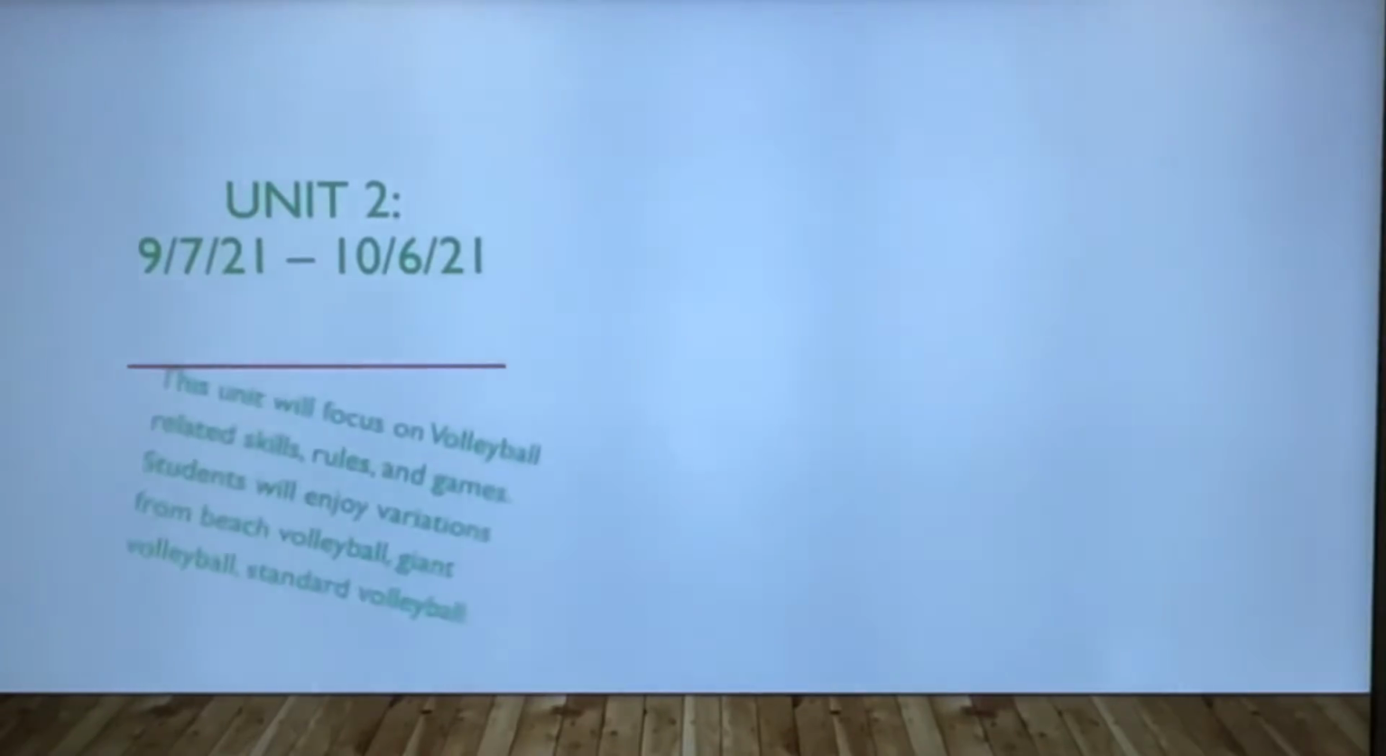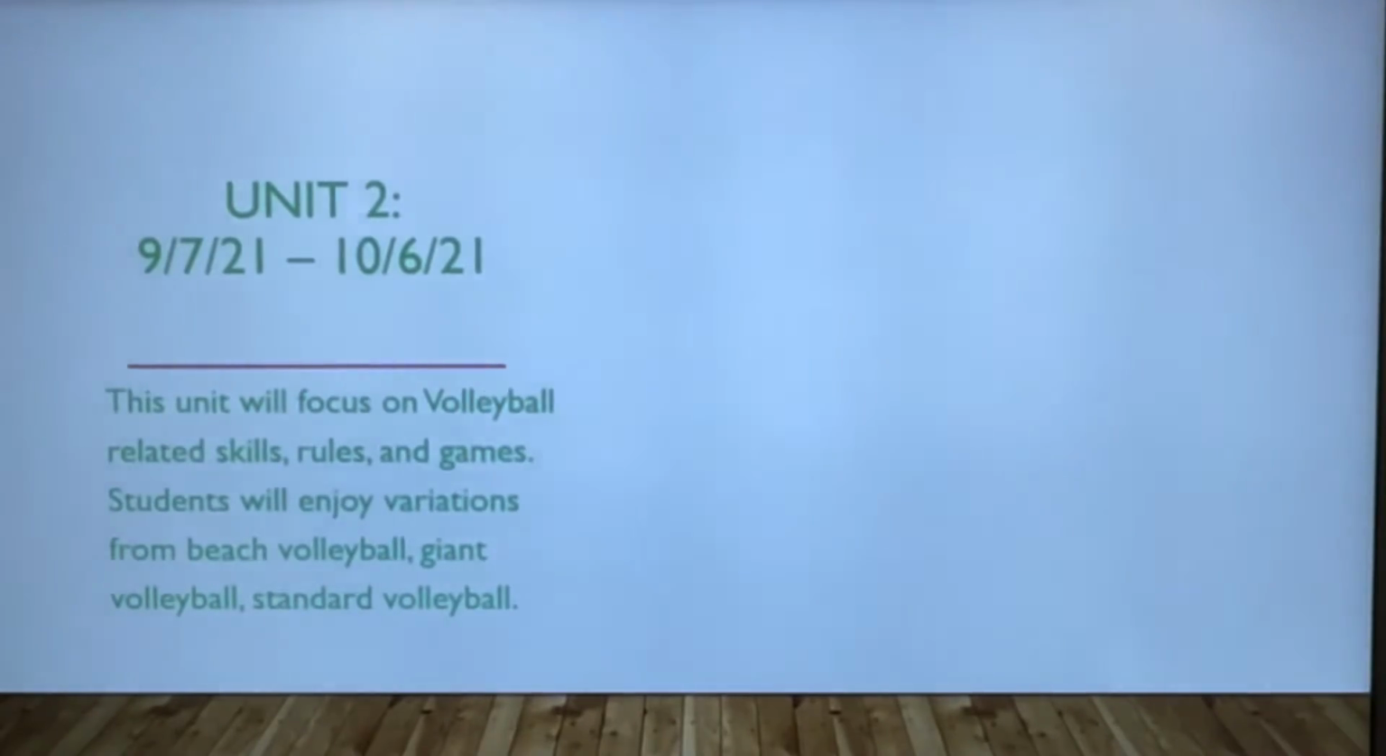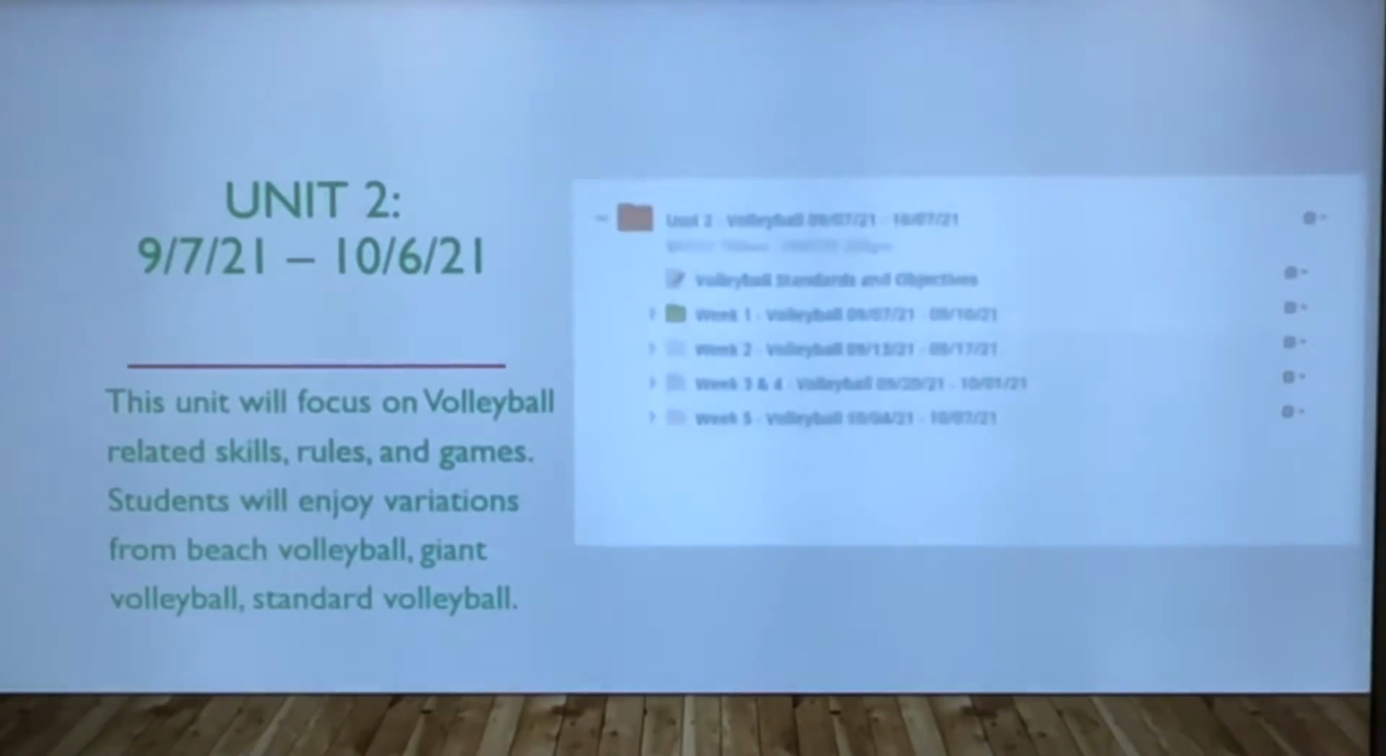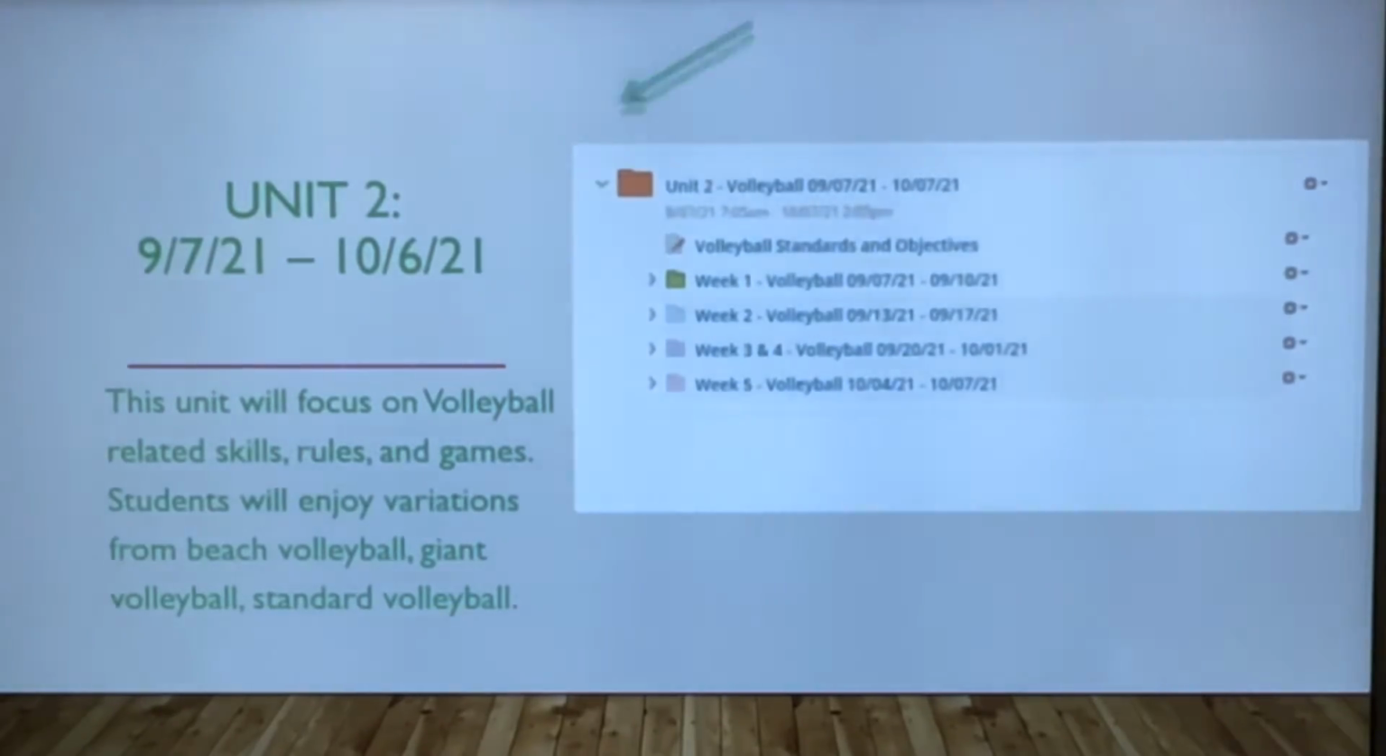Unit 2 began September the 7th and ends October the 6th. This unit will focus on volleyball-related skills, rules, and games. Students will enjoy variations from beach volleyball, giant volleyball, and standard volleyball. Unit 2 houses all of the work for the volleyball standards and objectives, Week 1 work, Week 2 work, Week 3 and 4, and Week 5 work.